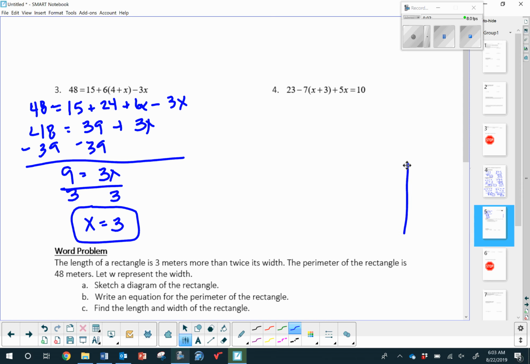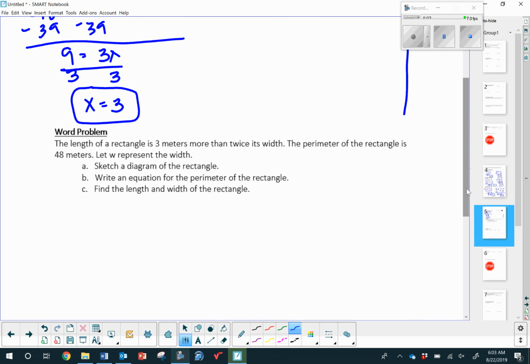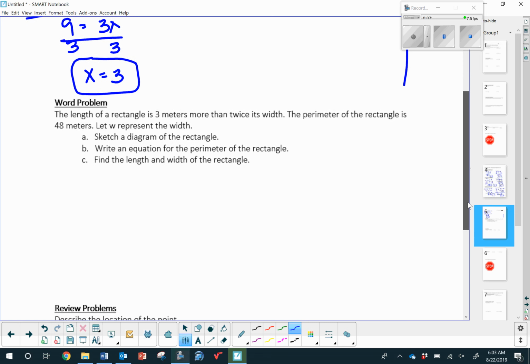All right, we've got a word problem here, and this is what we're going to end on, and then I'll let you try the review section. So it says the length of a rectangle is 3 meters more than twice its width. So I'm going to start out by drawing a picture, just because that typically helps me with these types of problems. It then tells me the length of the rectangle is 3 meters more than twice the width.